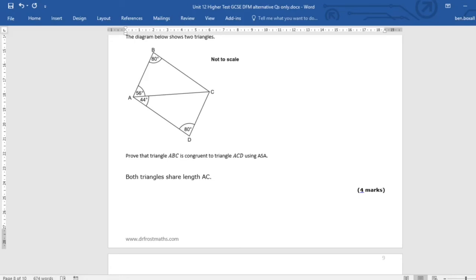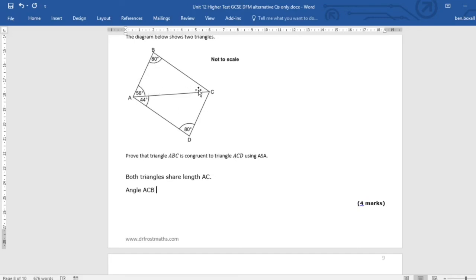Side is the S bit of ASA. I've got to show that they have the same angle either end of that length. So I've got to show that whatever this number is here and 56 is the same as whatever number we've got here and this number here. So I need to work out these two missing angles using angles in a triangle. So I'm going to work out angle ACB first. Angle ACB, so I'm focusing on the top triangle.